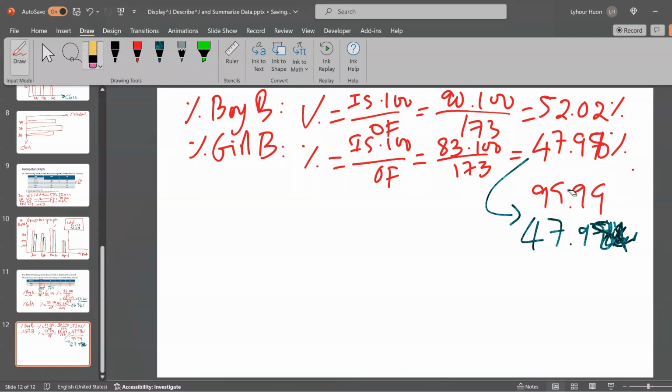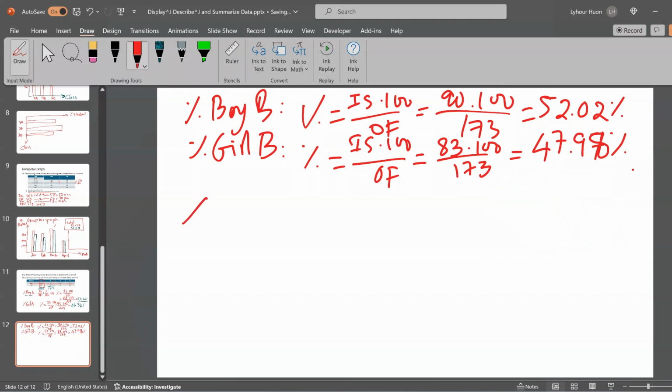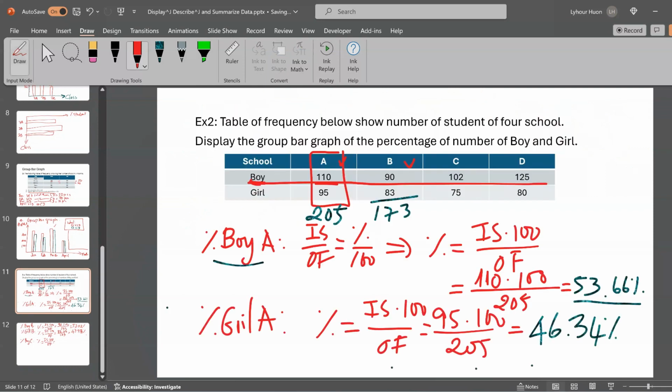So then when we add it up, it's 100%. Okay, school B done. Now the percentage of boys for school C. Similarly, percentage is number times 100 divided by all. So then we find the number of boys as well.